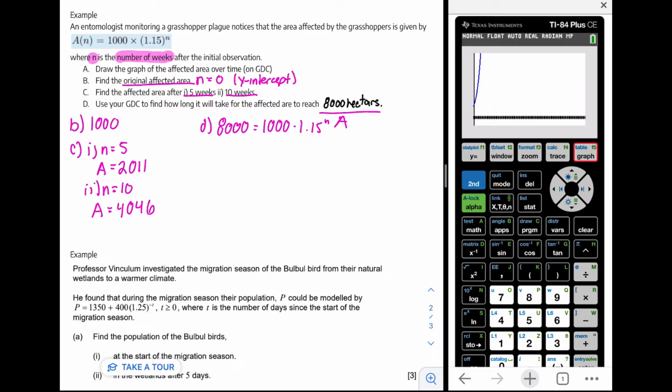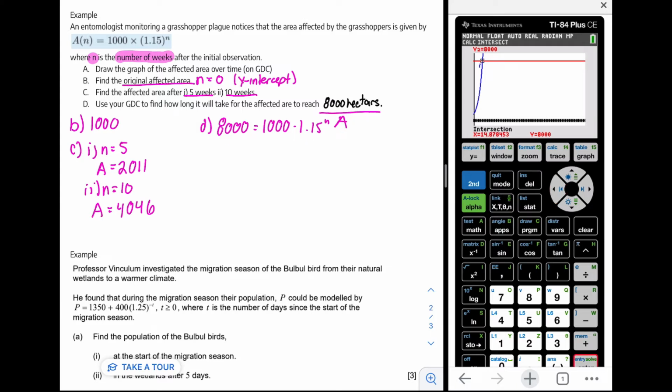So now we see that 8,000 is not on my window because my y maximum only goes to 5,000. So let's make the y maximum a little bit bigger. And now we're going to be able to see clearly the intersection point. So we're going to go second function, trace. Intersection is our fifth option. First curve is in fact the blue. Second curve is in fact the red, and then they ask you to guess a point, so you can move your cursor a little bit closer and click enter.